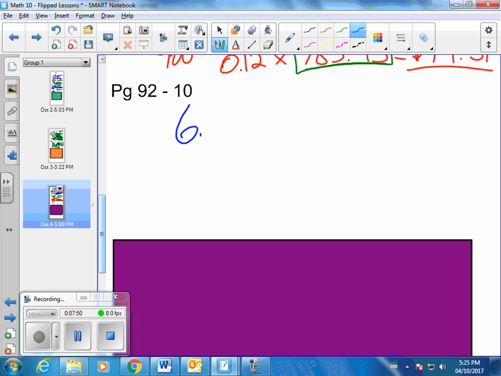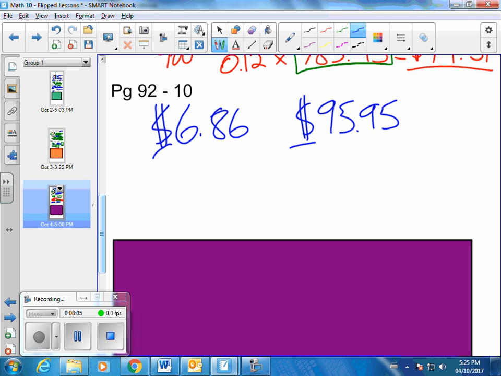So Freddie earned $6.86 when he sold whatever it was for $95.95. Okay. You'll notice here we have dollar amounts. What we're missing is a percentage. So what we need to do is we need to figure out what that percentage is. This is the exact same method that we use to figure out our marks for all our tests, right?